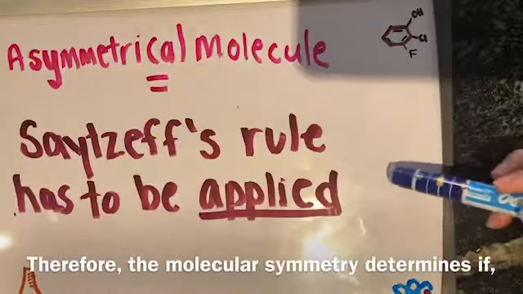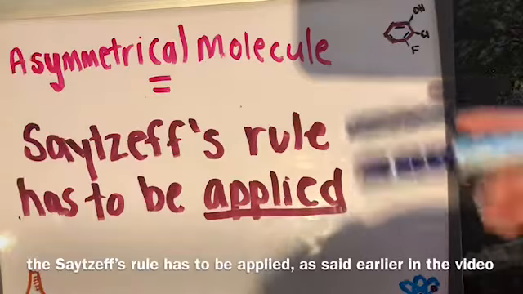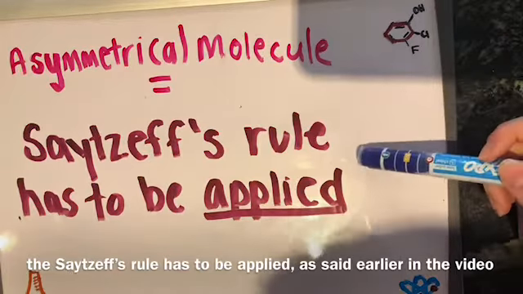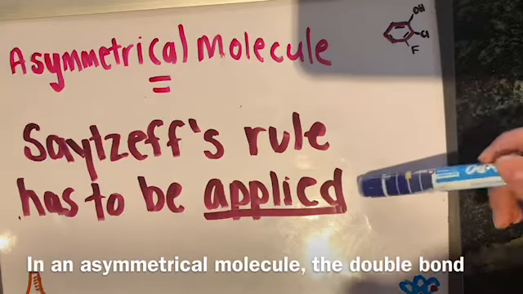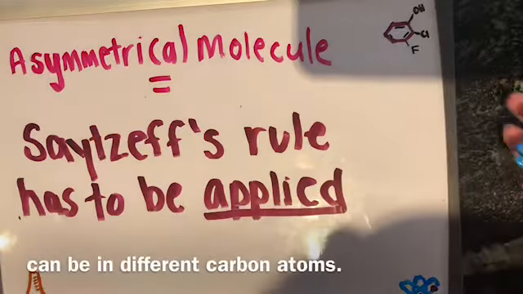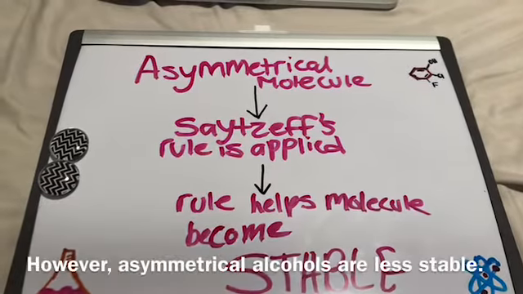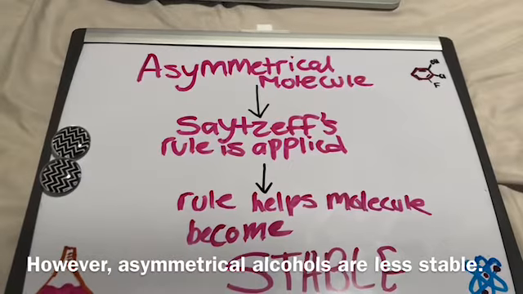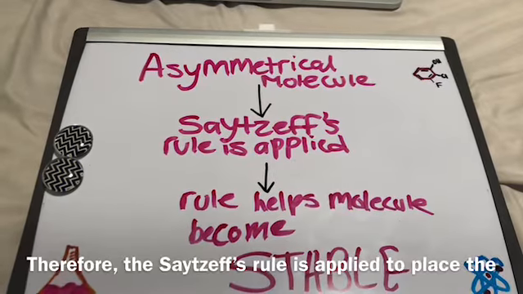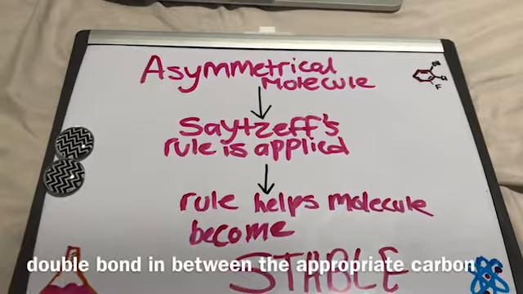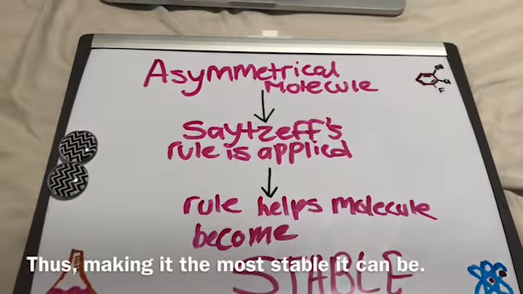Therefore, the molecular symmetry determines if Saytsev's rule has to be applied, as stated earlier in the video. In an asymmetrical molecule, the double bond can be between different carbon atoms. Symmetrical alcohols turn into more stable alkenes. However, asymmetrical alcohols are less stable. Therefore, Saytsev's rule is applied to place the double bond between the appropriate carbon, thus making it the most stable it can be.